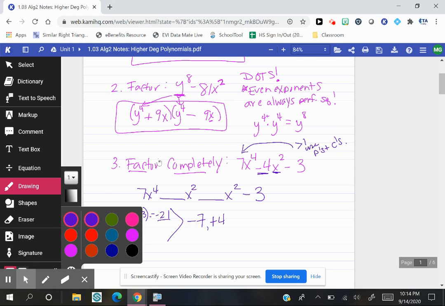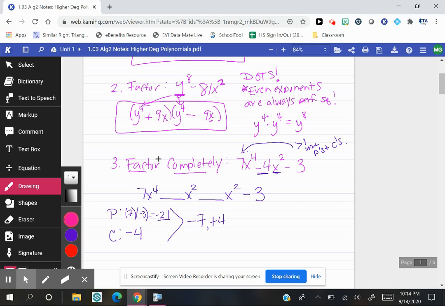So now I'm going to take those two numbers and fill them in on here. Oh, sorry, that should not be +4.